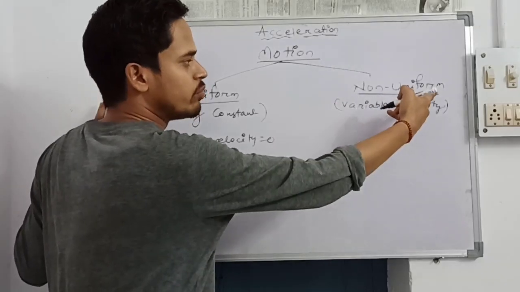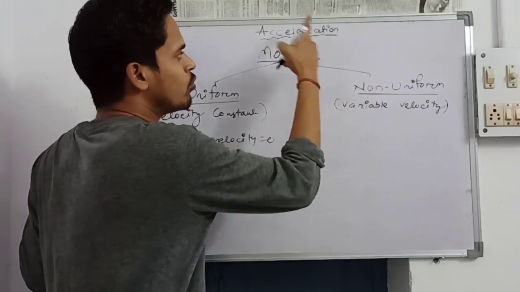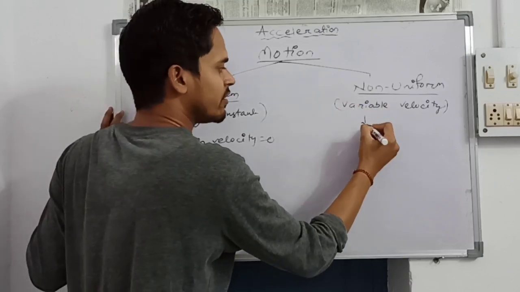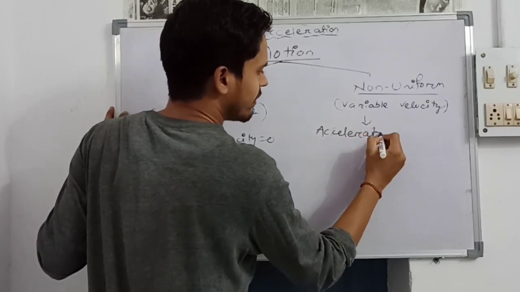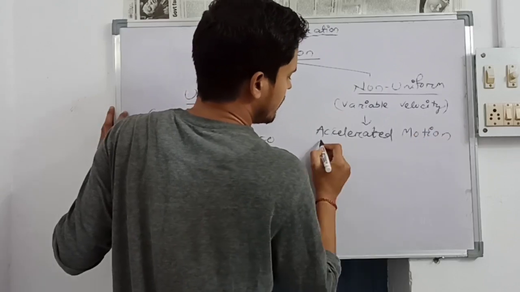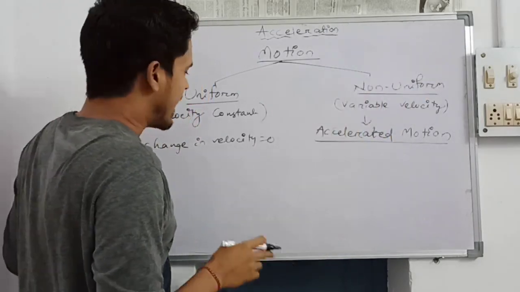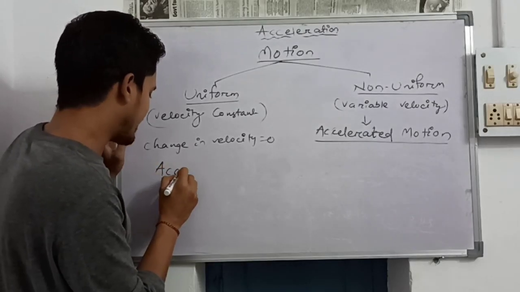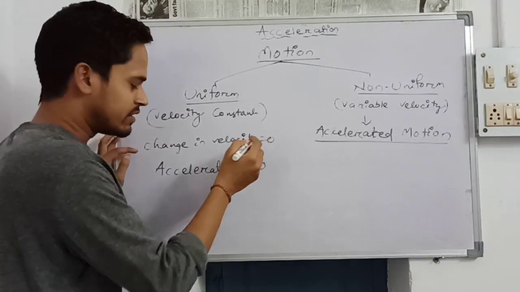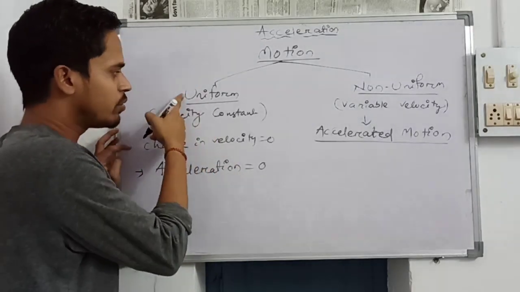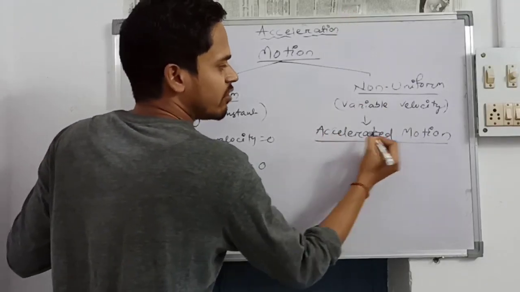In this non-uniform motion, since velocity is getting changed, we come to this new word, that is acceleration. This non-uniform motion is called accelerated motion. Remember, accelerated motion. So acceleration is there in non-uniform motion, and in uniform motion, acceleration is not there. Acceleration in uniform motion is equal to zero. Change in velocity is zero, that's why acceleration is zero. But in non-uniform motion, there is some change in velocity from time to time, that's why it is called accelerated motion.